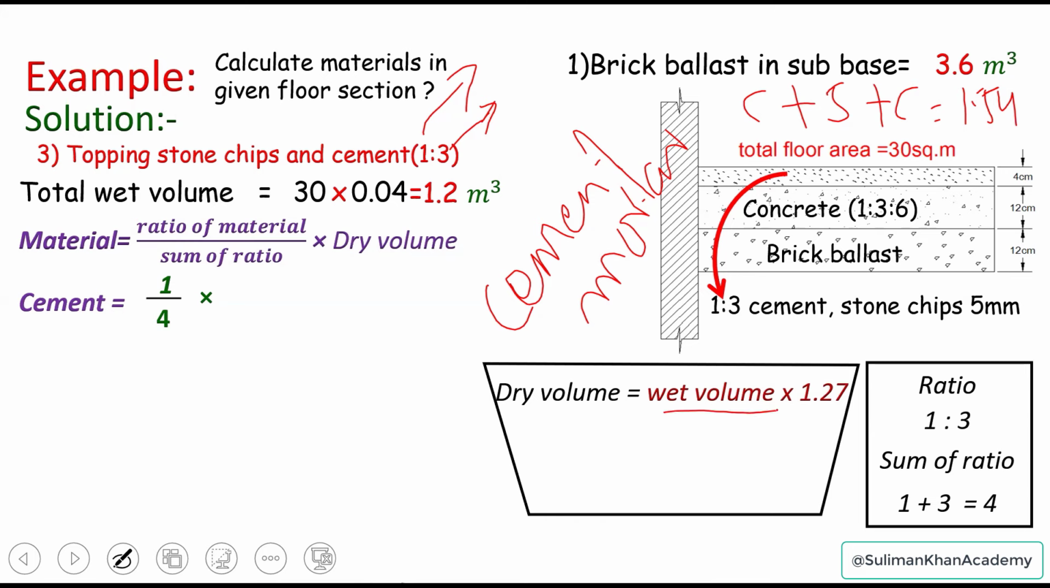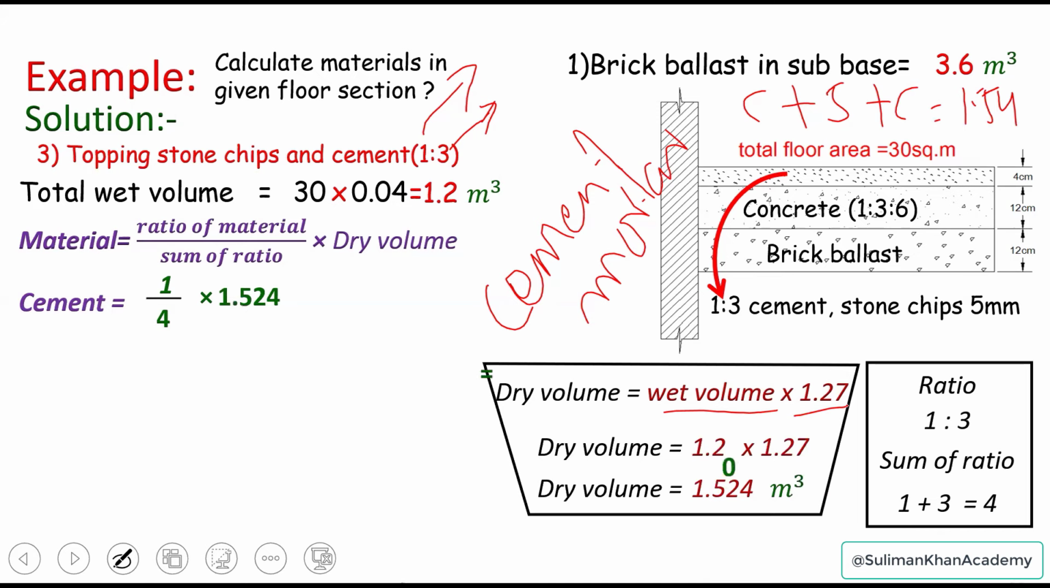So the wet volume times 1.27. Now what's 1.27? We have already covered this. The wet volume is known, 1.2, times the factor, so the dry volume equals 1.524 cubic meters. So the quantity of cement is 0.381 cubic meters. Now divide this by the volume of one cement bag, so we can have the quantity of cement in number of bags. So we have 10.88 cement bags for the same topping only.